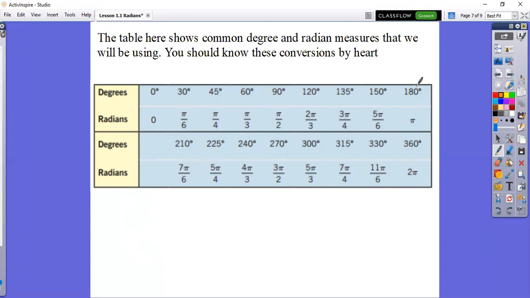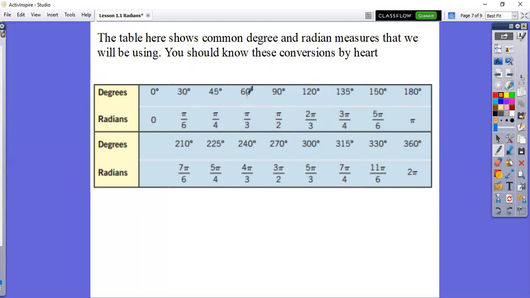We already know that pi is 180 degrees. We know that 30 degrees is pi over 6 because 30 is 1/6 of 180. And I can do that same thing repeatedly. 45 degrees is 1/4 of 180, so it's pi over 4. 60 degrees is 1/3, so it's pi over 3. 90 degrees is half, so it's pi over 2. And now I can use these 4 measurements here to help me find all the rest of these measurements.